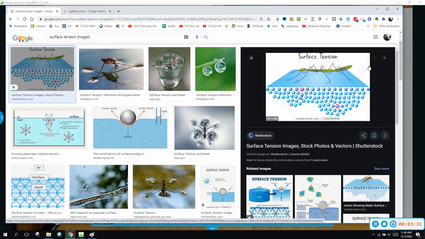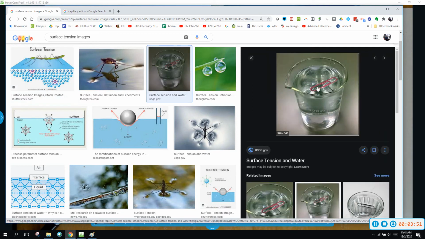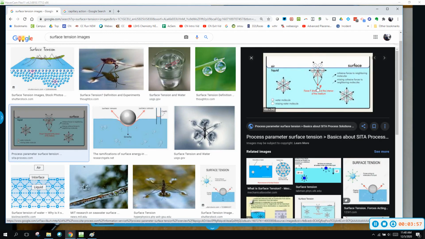So here's an image of the surface tension of a green bug on top of some water, and then you can see the water molecules right here are pulled in all directions except up, but the water molecules in the middle here are pulled in every single direction, so they're more strongly attracted in the middle than on the top. They're only attracted in certain directions. So you can see you can float something like a paper clip on top of water because water has that surface tension. Here's another nice diagram.